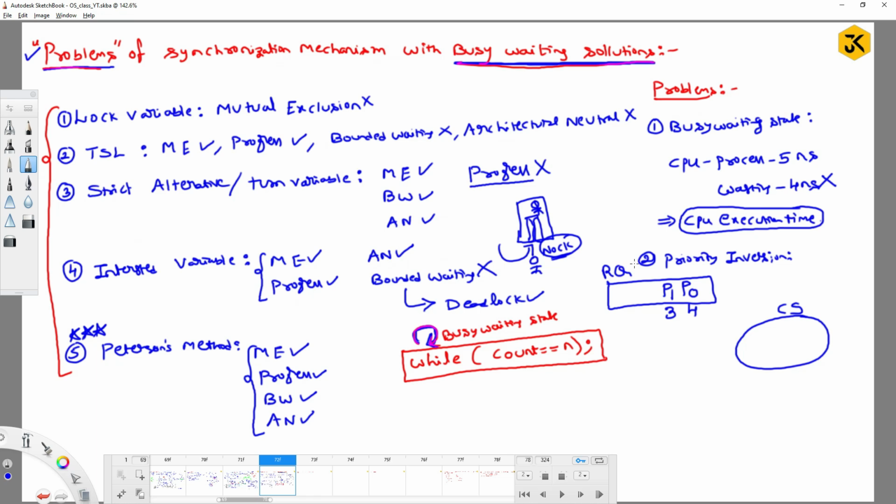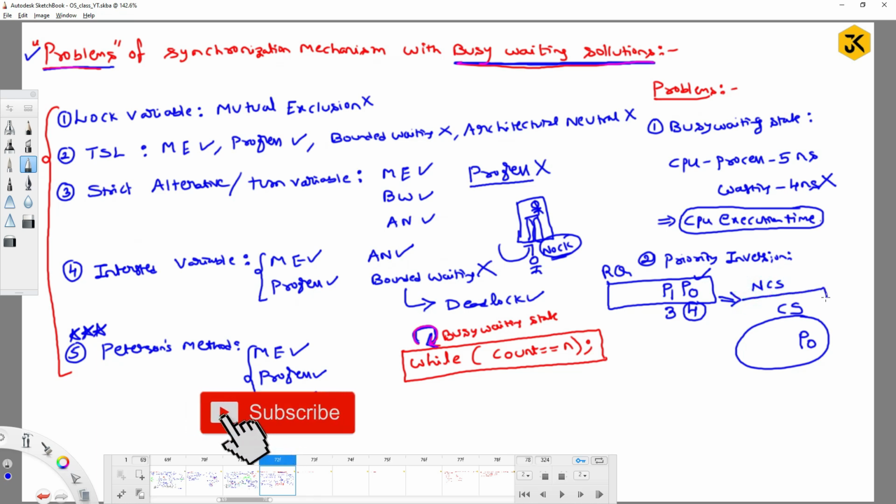When they are available in the ready queue, the CPU scheduling algorithm will work and give a chance to which process? Assume that the process which has the highest priority will get the chance. Now process P0 gets the chance and enters the critical section. But does it enter the critical section directly? No. First it will execute the non-critical section, then it will satisfy the entry section criteria, then it will enter into the critical section.